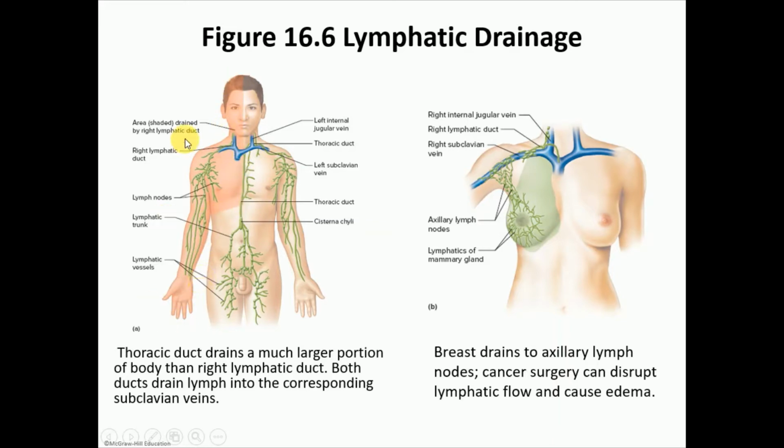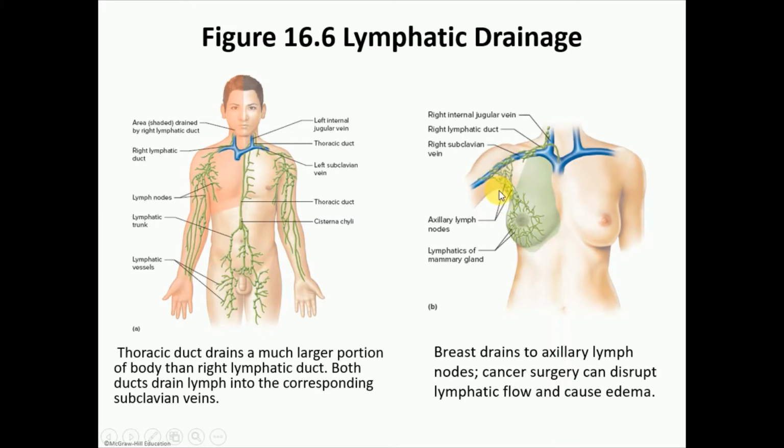Since the lymph nodes in the axillary area drain lymph coming from breast tissue, that is why one of the areas that we have to examine if somebody has breast cancer would be the axillary lymph nodes, because those cancerous cells can potentially get into the lymphatic system and lead to the enlargement of these lymph nodes.